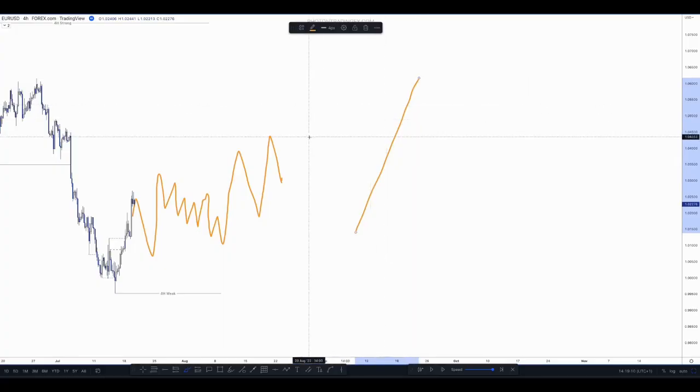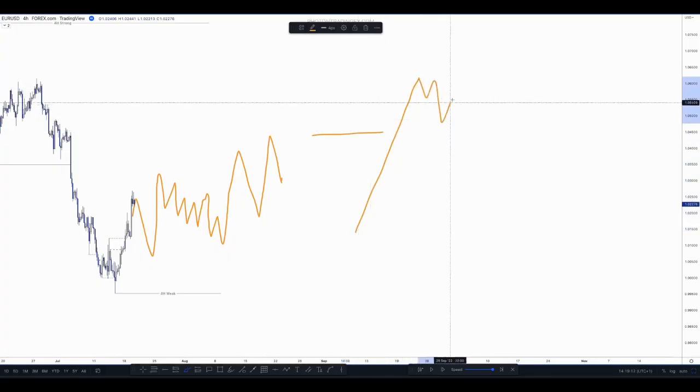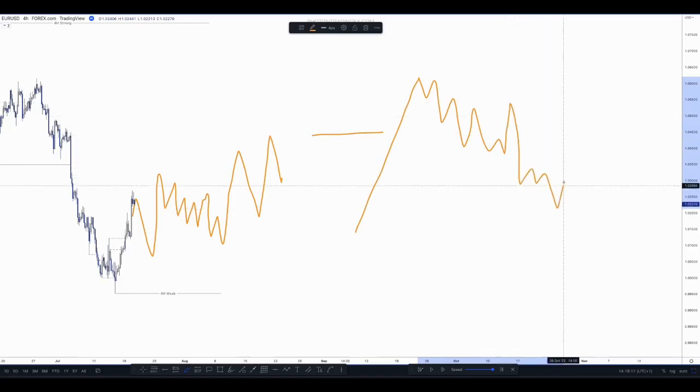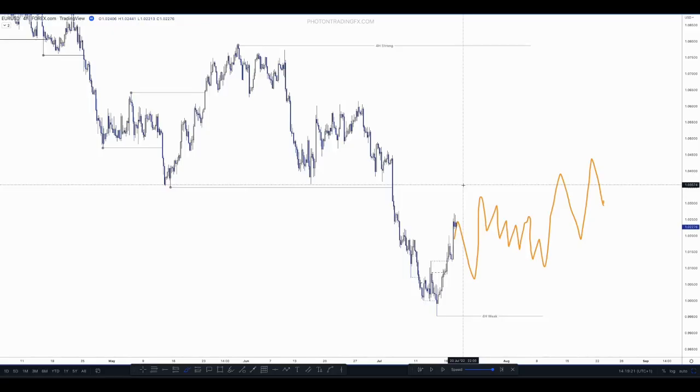You get impulsive moves up after the break of structure. You're going to get those messy, choppy corrective pullbacks. You can get fake signals, and it can be a bit harder. And then you typically get quite strong impulsive moves, and then again, right? And that's just the nature of price action.